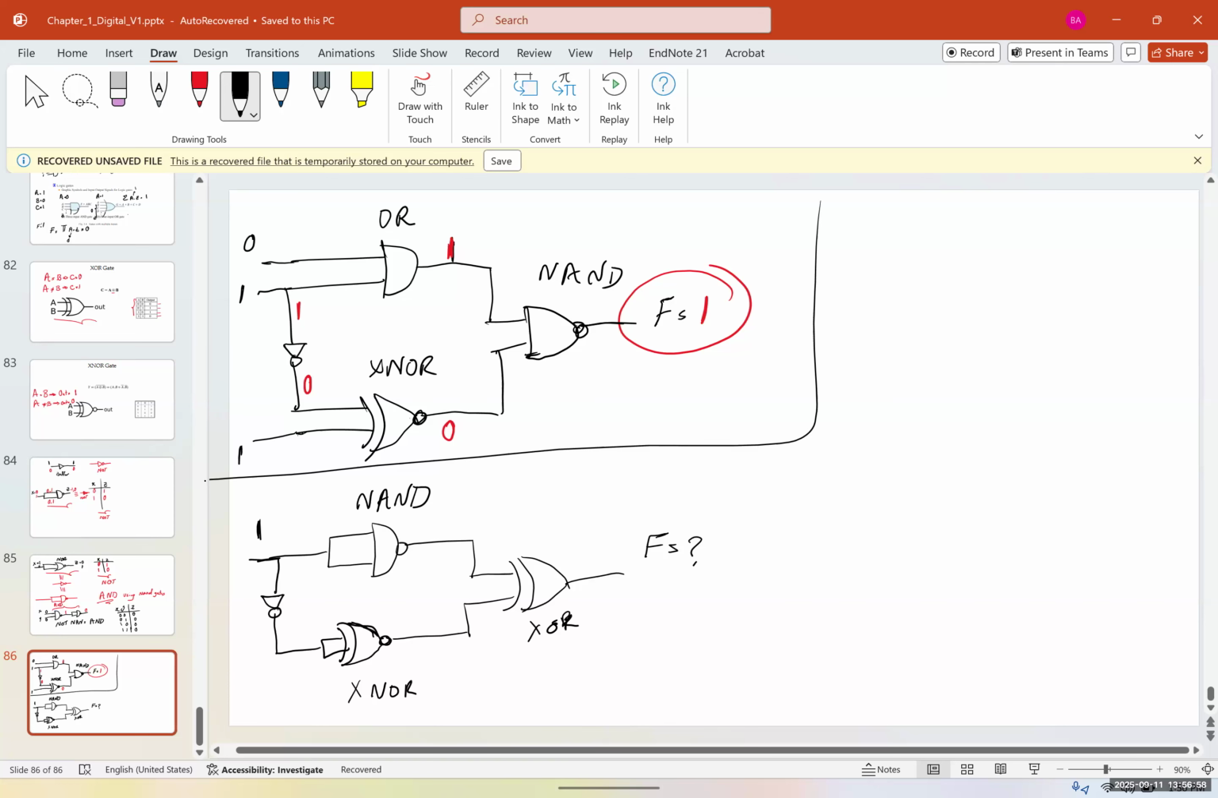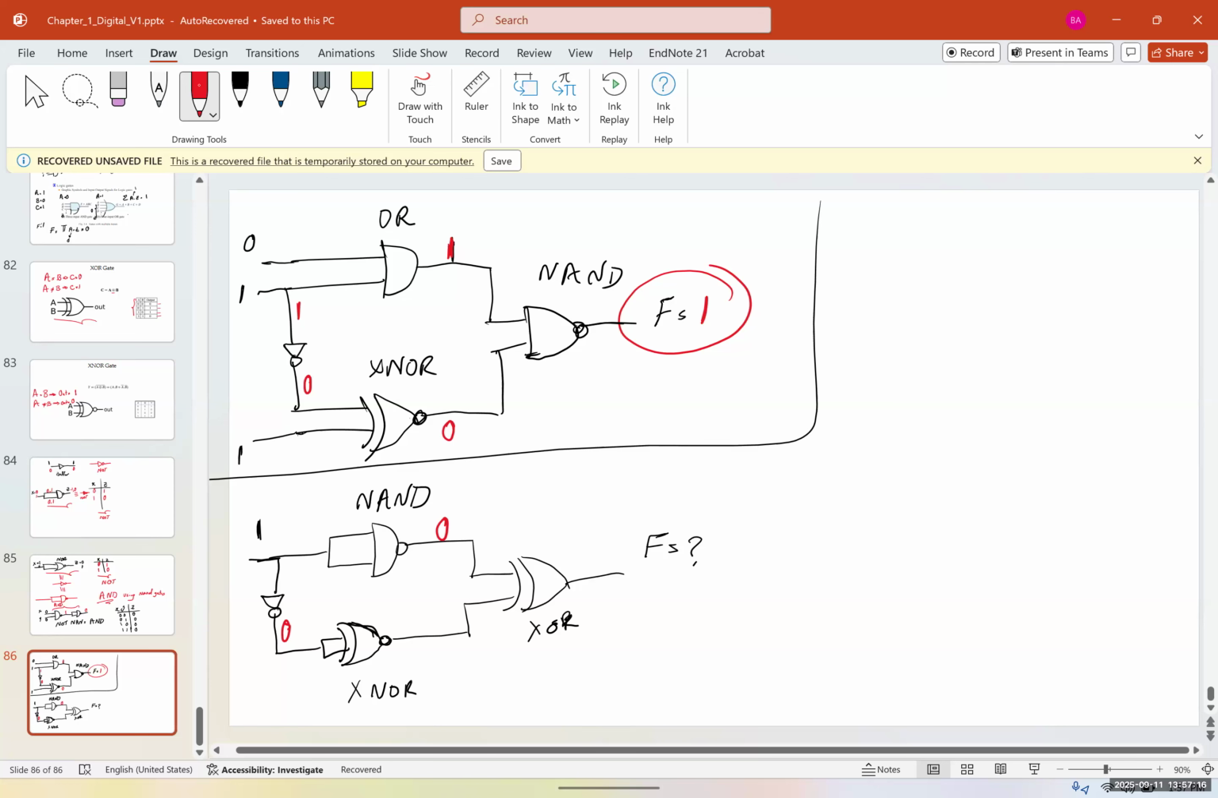What is the answer? 1, okay. So the 1 goes through the NAND gate. It's like a NAND gate, becomes 0. 1 goes through this NOT gate, it becomes 0. 0 goes through the XNOR gate, whose inputs are tied together.